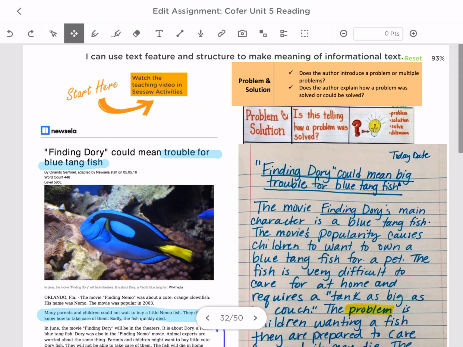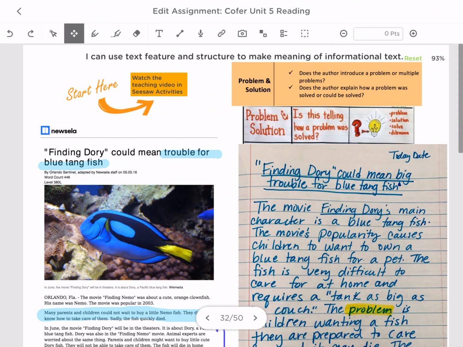And we're here to talk about reading today. Our I Can statement for today is I can use text features and structures to help make meaning of informational text. So authors use different structures when they write in order to help the reader make meaning. So today we're going to explore the structure of problem and solution.